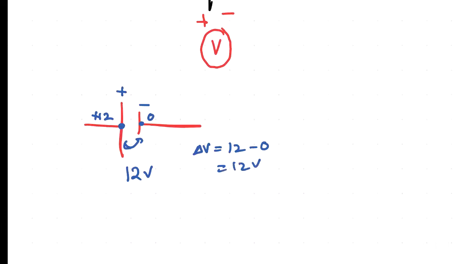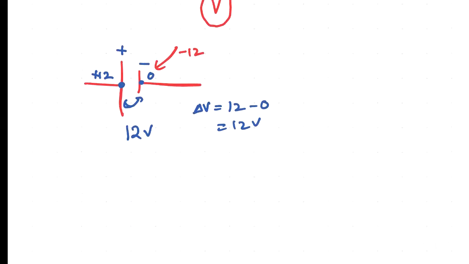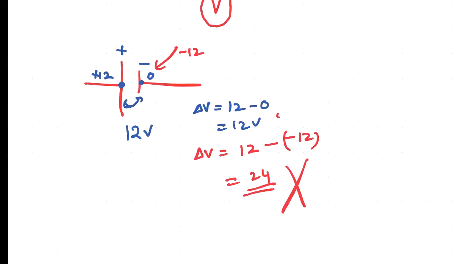If you get this value to be minus 12, what will happen is that delta V is going to be equal to 12 minus 12. That is the gap. So then you will be getting a voltage difference of 24. So this is a wrong approach, right? So the correct approach is this thing.